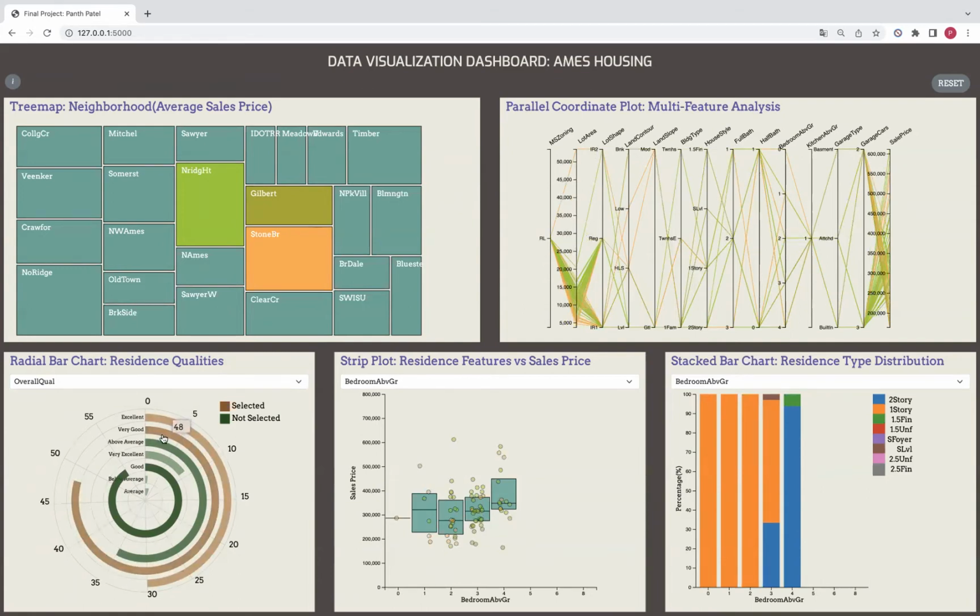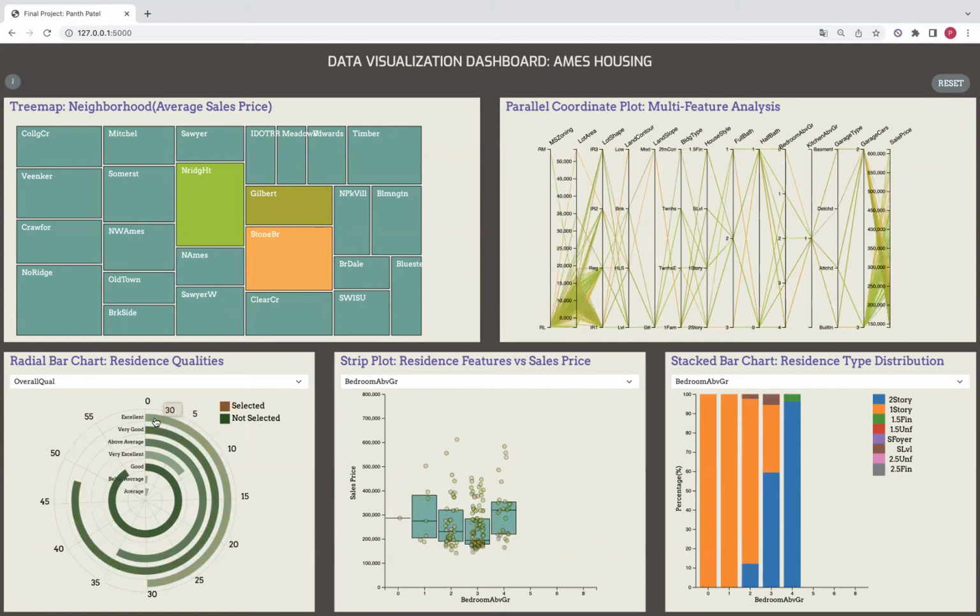What the radial bar chart actually shows is, let's consider these three filtered neighborhoods. For them, it shows for all the houses in those neighborhoods how many total counts of houses there are for each of the categories of these qualities. So for the overall quality, excellent quality houses, we can find 30 excellent quality houses in these three neighborhoods. Same goes for very good, above average, and so on.